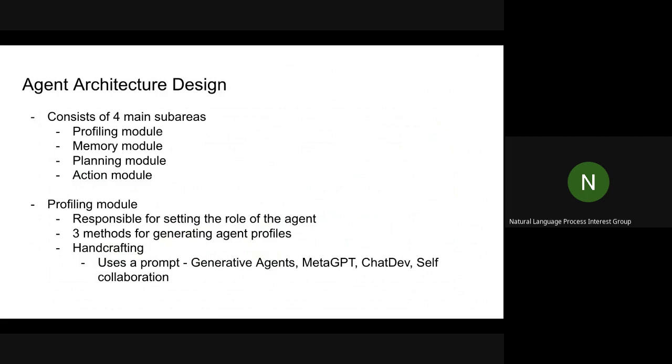Okay, so for profiling, there are three main methods that we mentioned. One was handcrafting. This is essentially where you just use a prompt and you're pretty elaborate about all of the qualities of the agent in that prompt. So generative agents, MetaGPT, ChatDev, and self-collaboration all do this. And it's pretty much the standard, even what ChatGPT does, I think: you are a blank, you do XYZ. In this situation, you should do that, right?